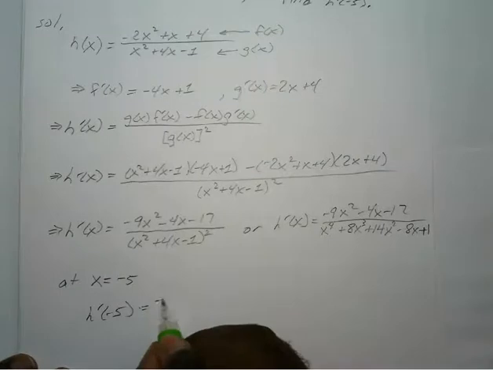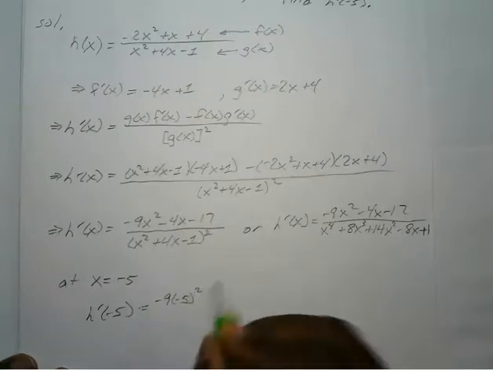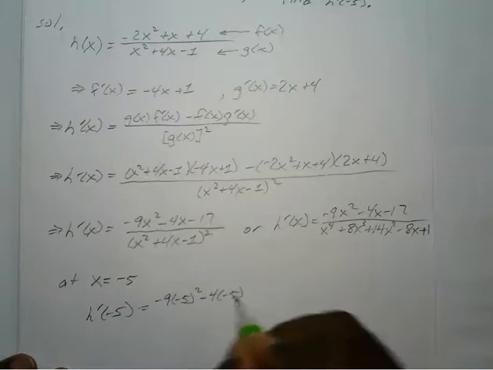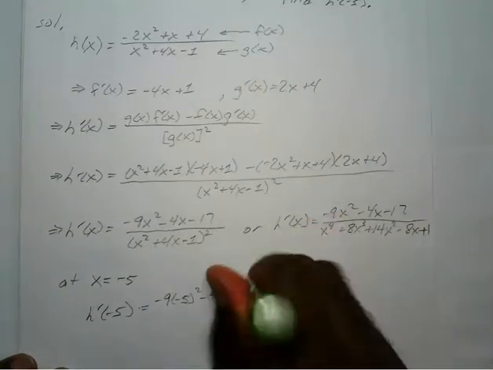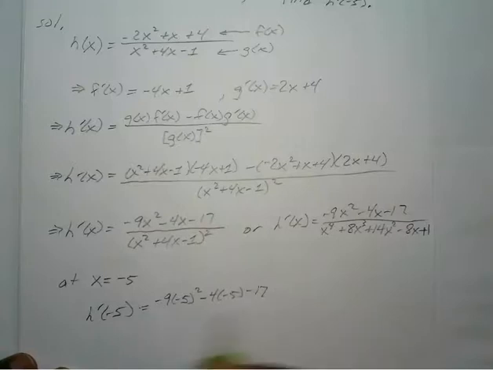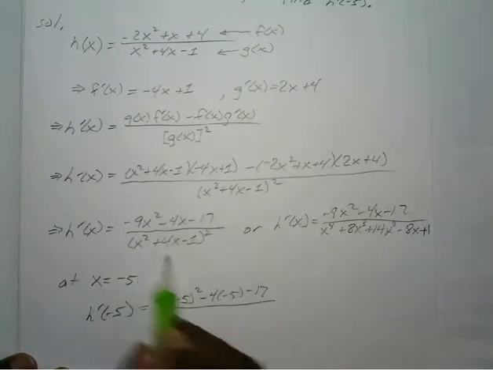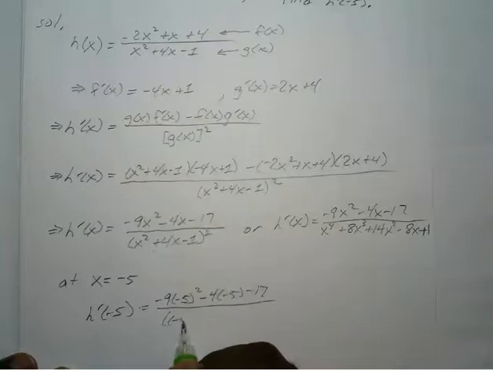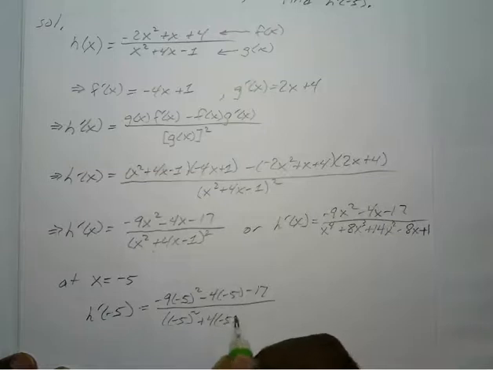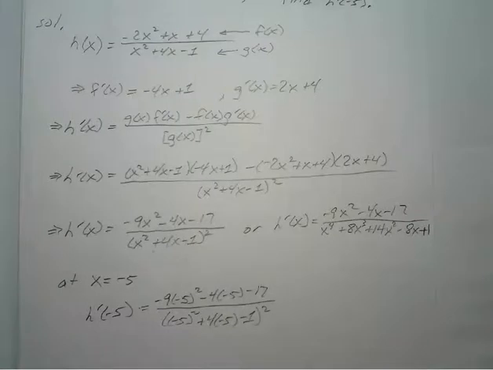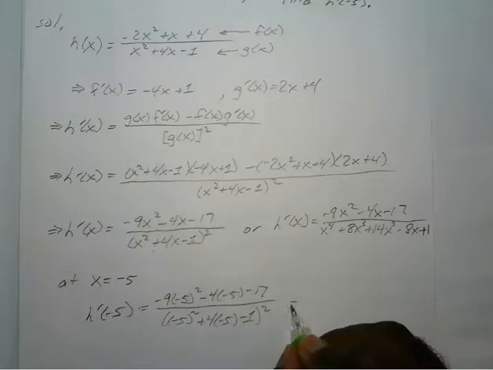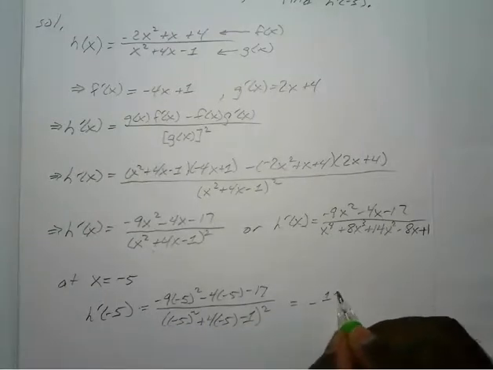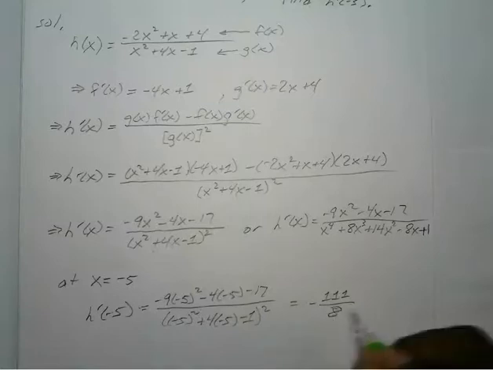going to be equal to negative 9 times negative 5 squared minus 4 times negative 5 minus 17. Let me clean up that 17. All over, I'll just use this one here. Negative 5 squared plus 4 times negative 5 minus 1 squared. If you calculate all of that, you end up with negative 111 over 8.